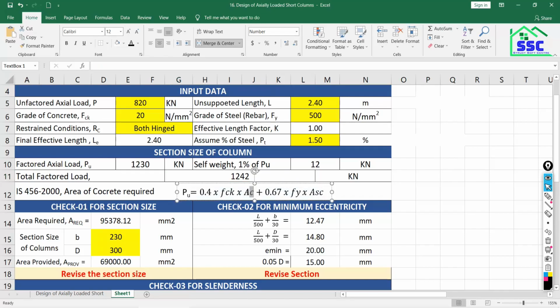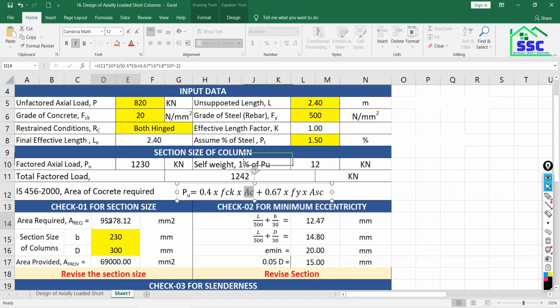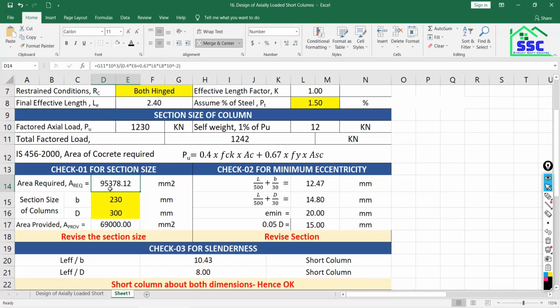Area of concrete is actually unknown. 0.67 is known, fy is known, area of reinforcement is also known. So everything is known, the only unknown is Ac. Using this equation we can calculate how much area of concrete is required. The sheet will directly give you that: 95,378.12 mm square area of concrete is required.